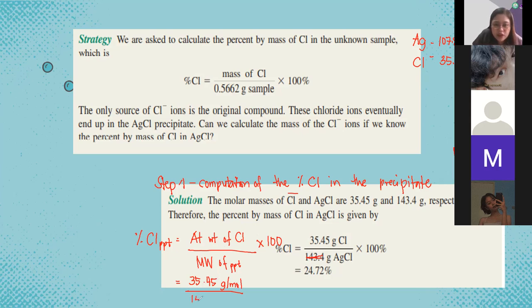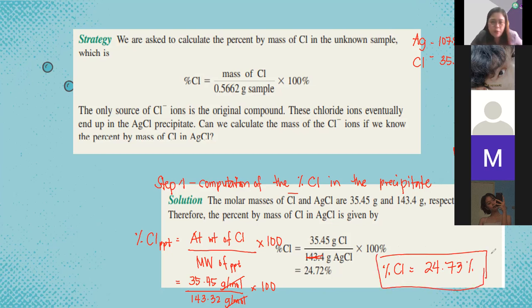So palitan natin ito. This is 143.32 grams per mole times 100. So cancel mo yung grams per mole. Yung ating unit dito is syempre percent. Pag nag-times ka sa 100 class, percent yun na siya. So 35.45 divided by 143.32 times 100, we can have 2 decimal places for our answer here, 24.73.